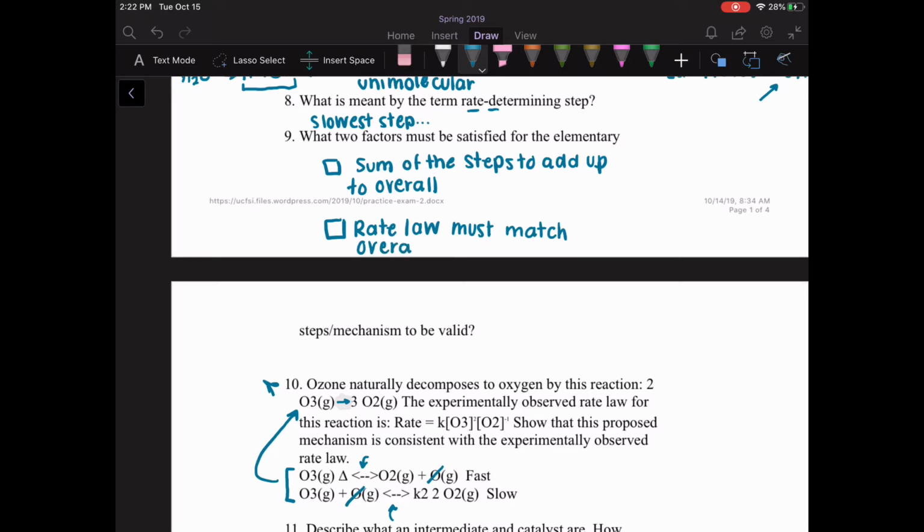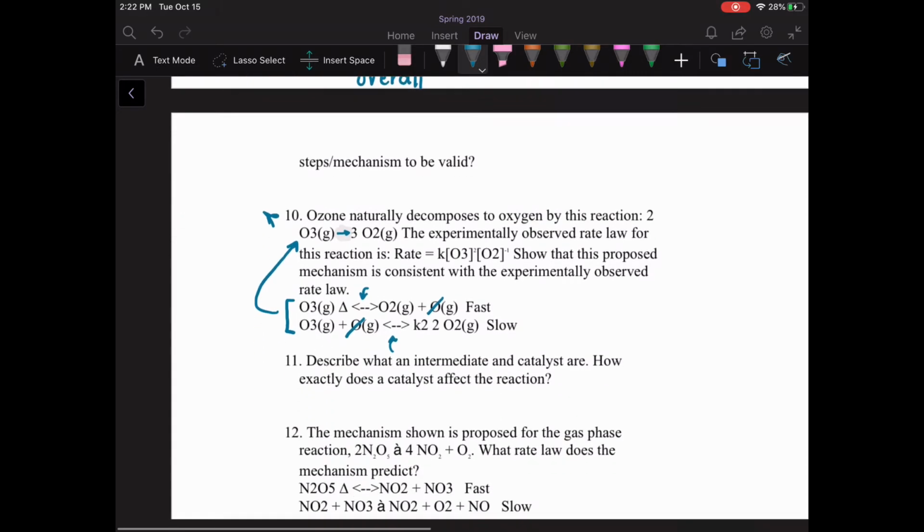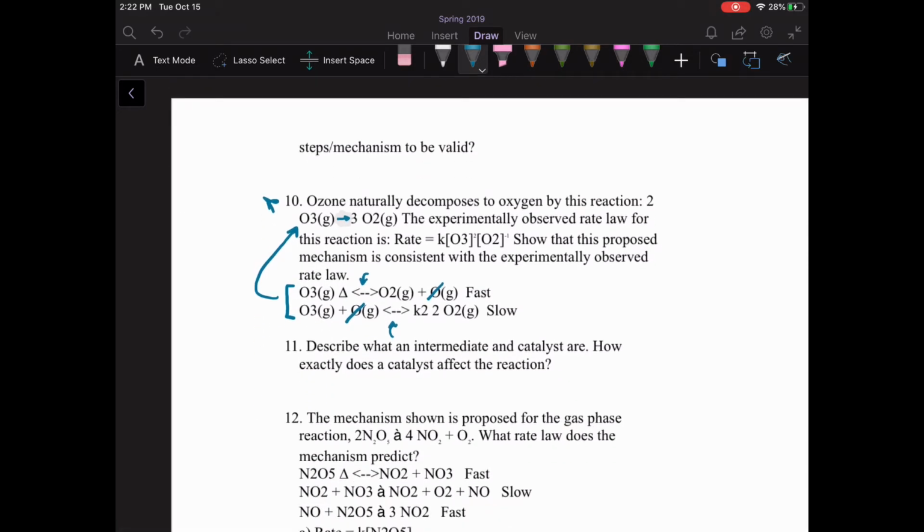So, with that being said, we can move on to 10. So 10 tells us that ozone naturally decomposes to oxygen by this reaction, 2O3 to form 3O2. The experimentally observed rate law for the reaction is rate equals k[O3]^2 [O2]^-1. Show that this proposed mechanism is consistent with the experimentally observed rate law.